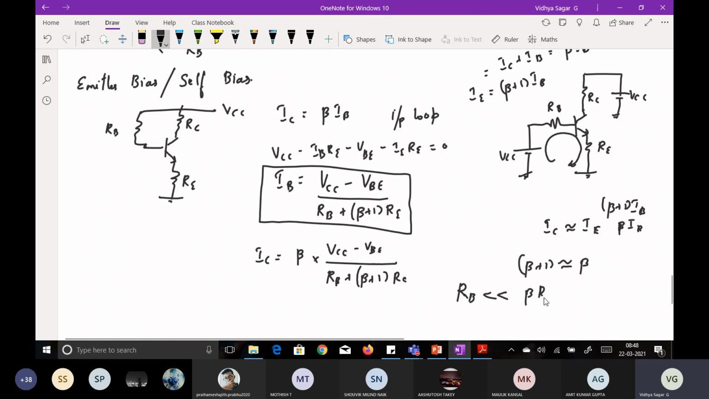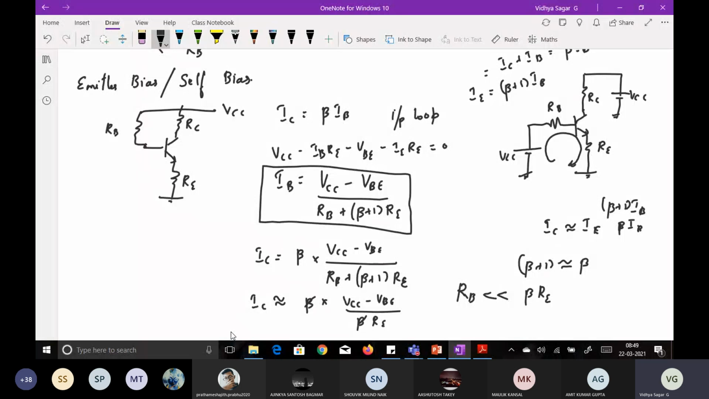Beta times RE. If I'm choosing an RB value that is very small, I'm saying so because a very small value should be negligible. If I'm choosing an RB that is a very small value, then what happens? IC is, and write the denominator as beta times RE, into VCC minus VBE divided by beta times RE.